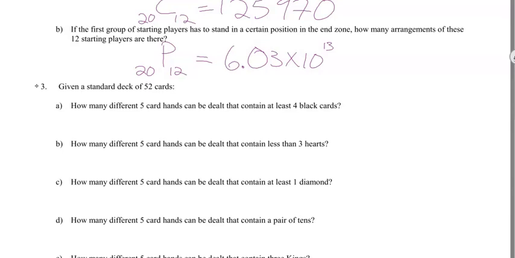Could have 4 or 5. Now, let's get a little more specific. If I have 4 black cards, then what else do I have? 1 red card. So I have 4 black cards, or 5 black cards.